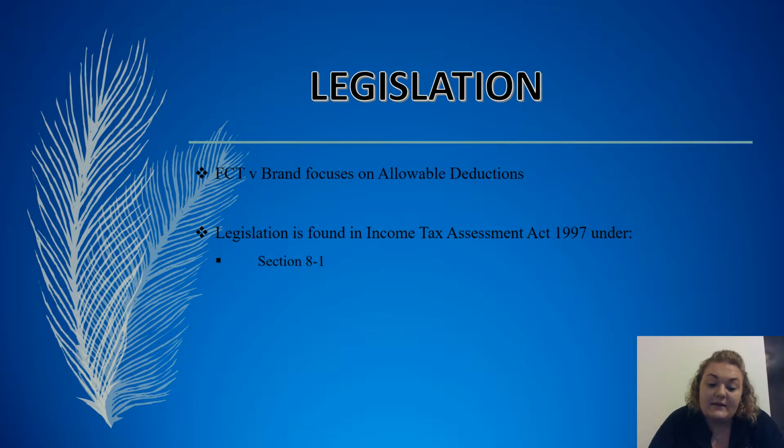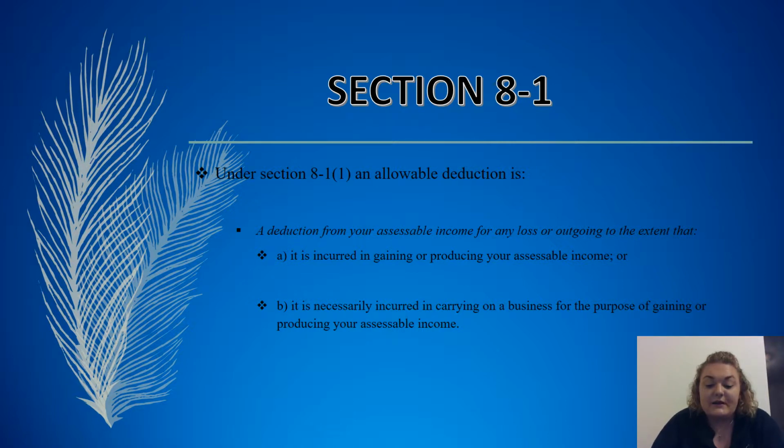As I've previously mentioned, FCT v. Brand is a case that focuses on allowable deductions available for taxpayers. The legislation which provides information regarding deductions is located under Section 8(1) of the Income Tax Assessment Act of 1997. This section defines allowable deductions as deductions from a taxpayer's assessable income for any loss or outgoings to the extent that A. It is incurred in gaining or producing assessable income, or B. It is necessarily incurred in carrying on a business for the purpose of gaining or producing a taxpayer's assessable income. This is important to understand as it links closely with the case of FCT v. Brand.